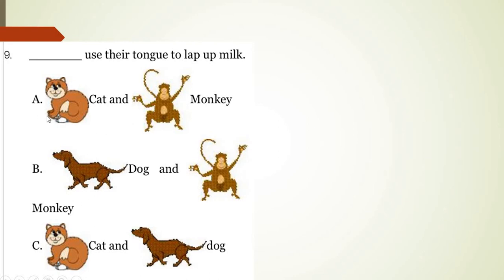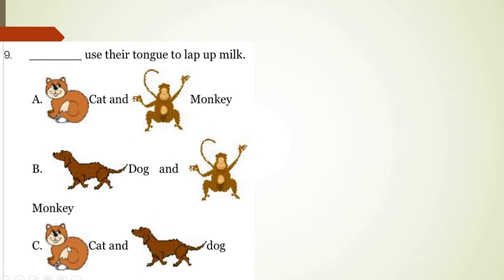So option A is the combination of cat and monkey. I have seen cat using the tongue for drinking milk and water and every liquid item, but I have never seen monkey doing it. So this is not the correct option. Moving on, the next option is dog and monkey. Again, monkey is not correct because we have already verified it in the first option, so no need to think of monkey again. But dog, yes, I have seen dog, but this is not the correct combination. Moving on, hopefully we'll get it next.